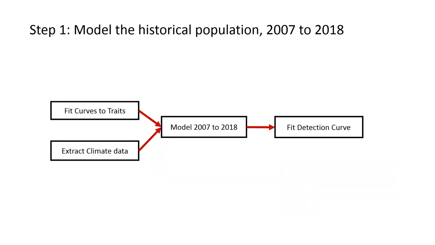So the first step in our process is to model the historical population of Aedes albopictus and Aedes aegypti in all of our counties. And this runs from 2007 to 2018. So we fit those curves to the traits I showed you earlier, and then we extract climate data for each county. We run our model, and then we fit a detection curve, and I'll go into detail in a bit.